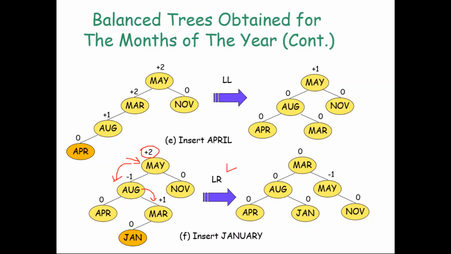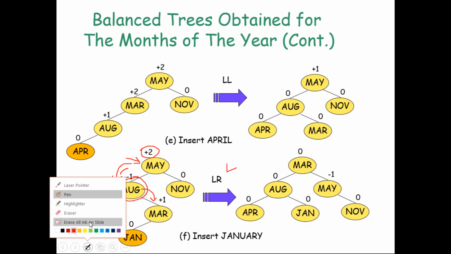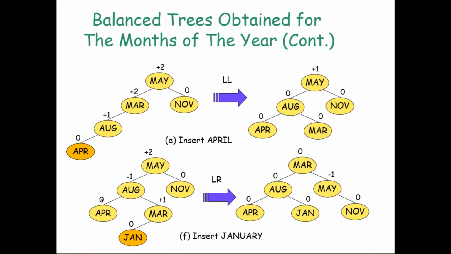So here you can see the direction changes from left to right. First we are going left and then we are going right. So this is the node from which the direction is changing. That node should be rotated to the left first. So if you rotate August to the left, what will happen?